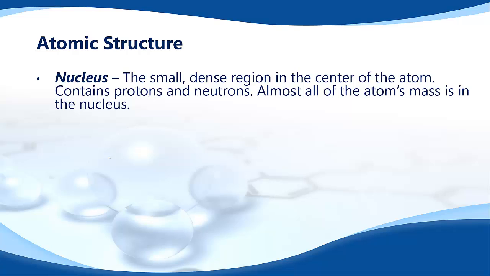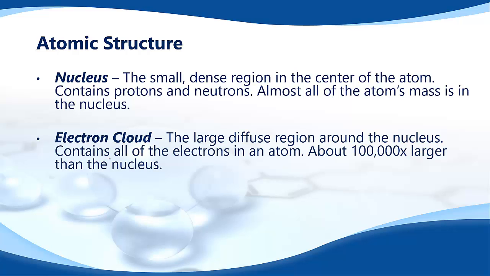Outside of the nucleus, we have the electron cloud. The electron cloud is extremely diffuse. All of the electrons the atom has will be somewhere in that cloud. Now, electrons themselves have essentially no mass, but the size of the cloud itself is about 100,000 times bigger than that of the nucleus.